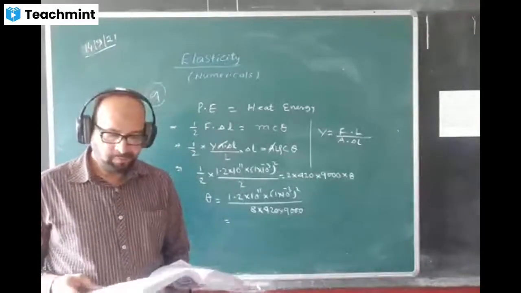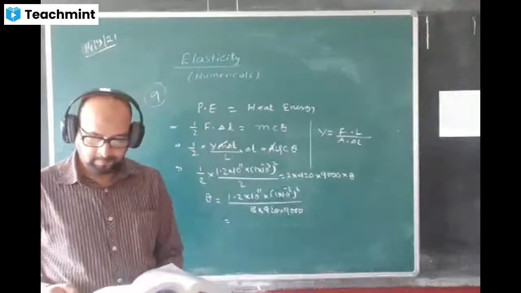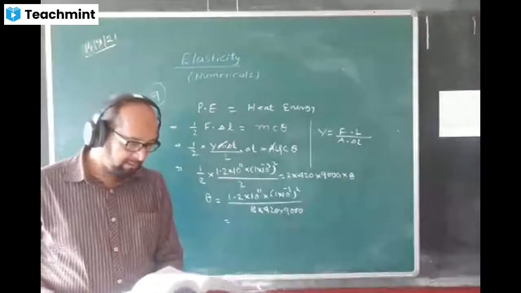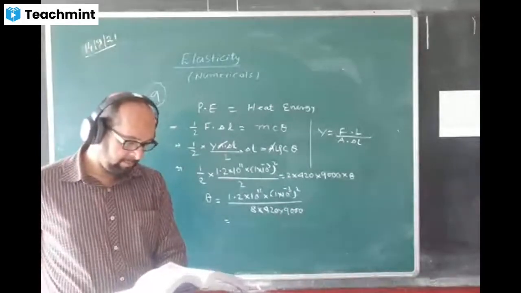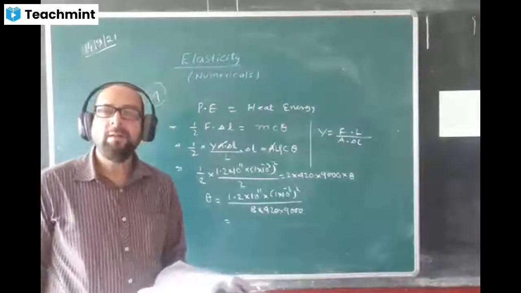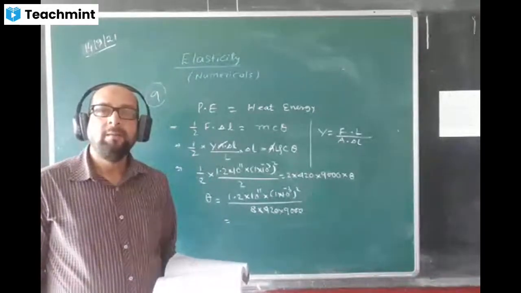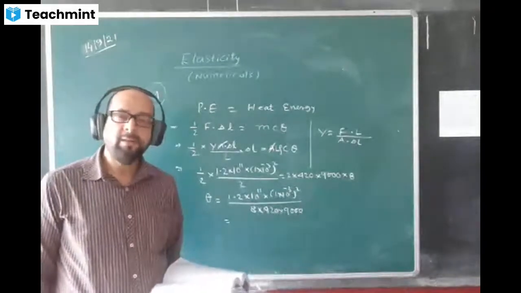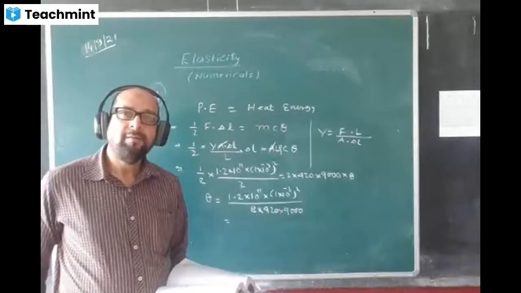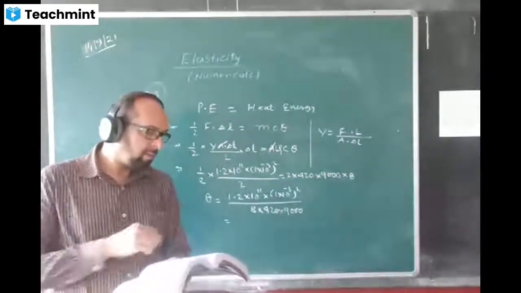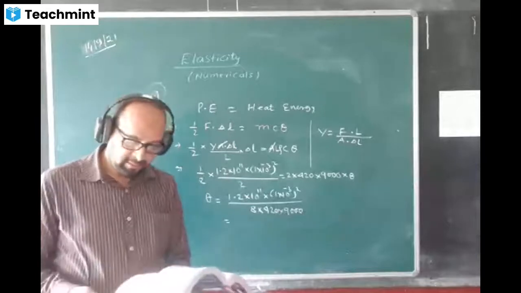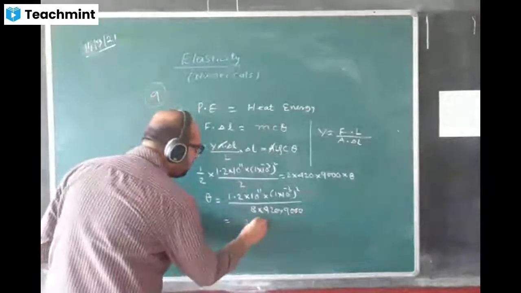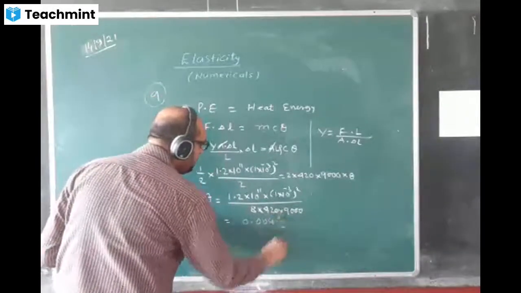Check your answer. What answer did you get? Exactly. Tell me. 0 point, or 3.9 into 10 to the power of minus 4, something like that. Okay, I have written the answer. Answer will come 0.004 degrees Celsius.